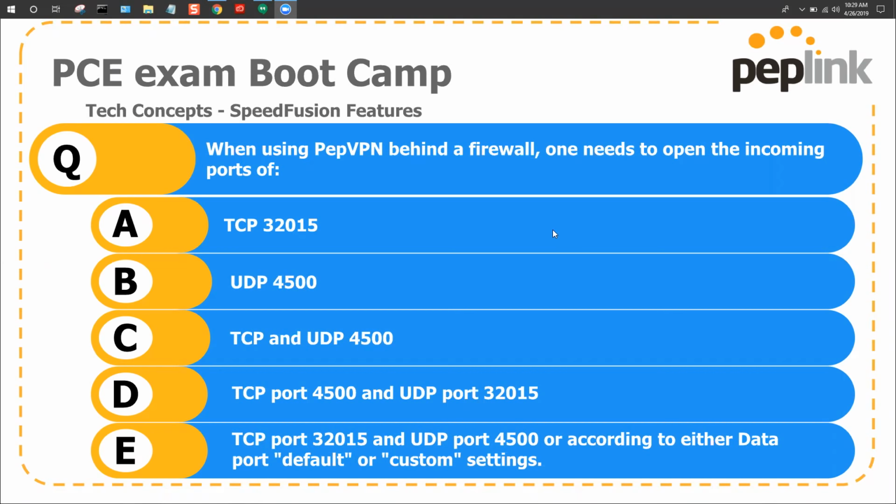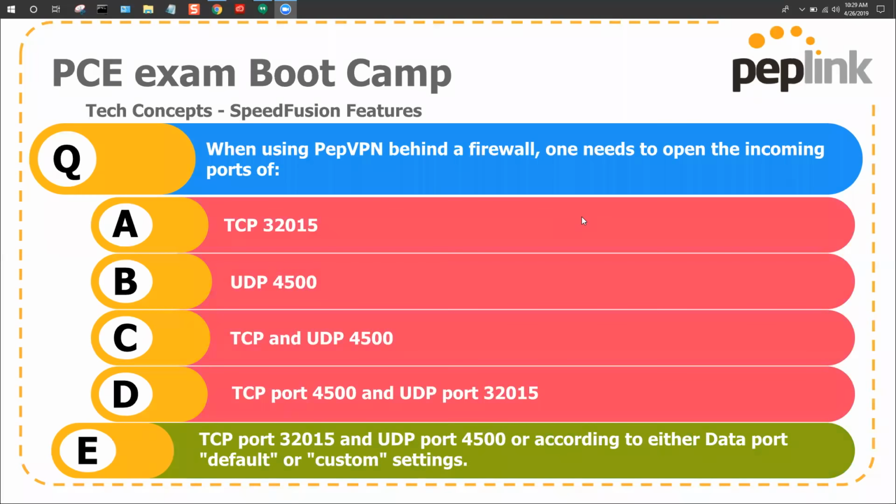Give you a moment or two here. If you typed in E, you are absolutely correct. TCP 32015, UDP 4500 are our default ports for PepVPN. If you've gone ahead and changed where you want the handshake port to occur, you do need to make sure that you are opening that applicable port in your inbound firewall.